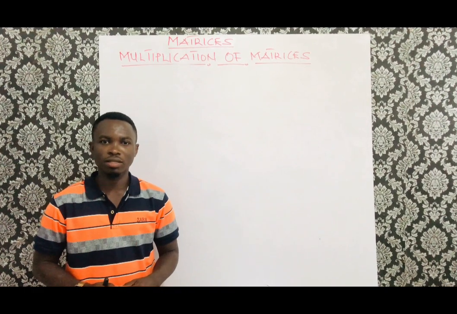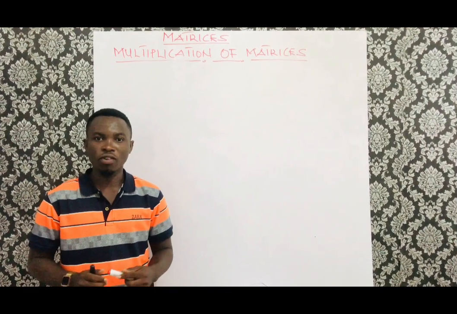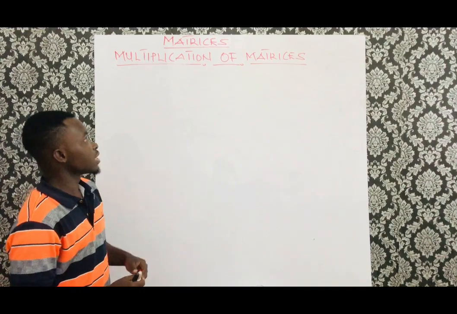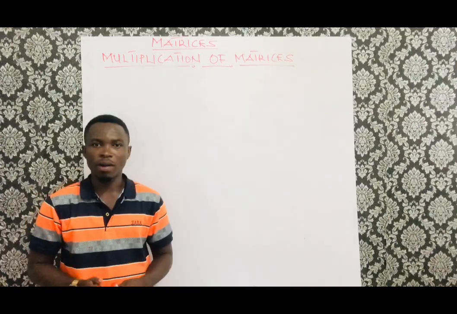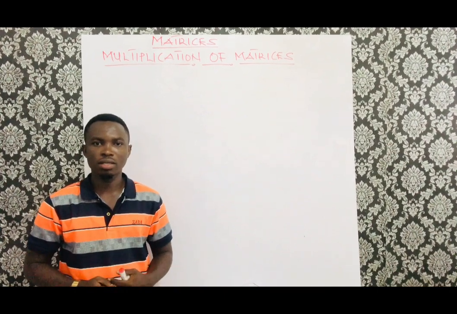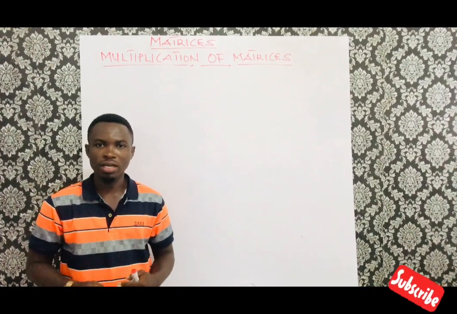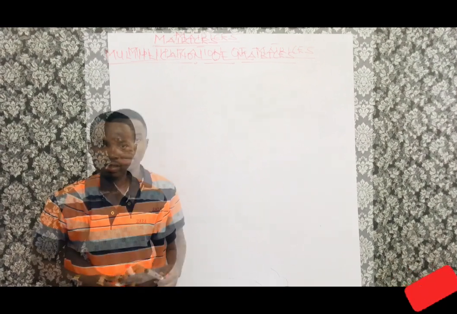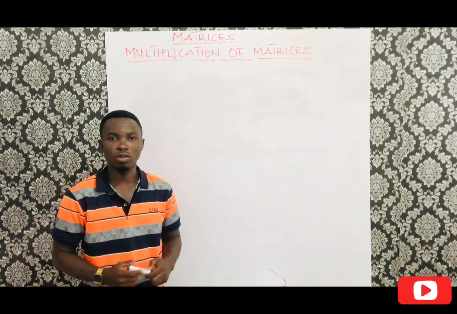Welcome to Aristomath. In this video, we shall focus on multiplication of matrices. A matrix is a rectangular array of numbers. The numbers in a matrix are called elements. A matrix has rows and columns.